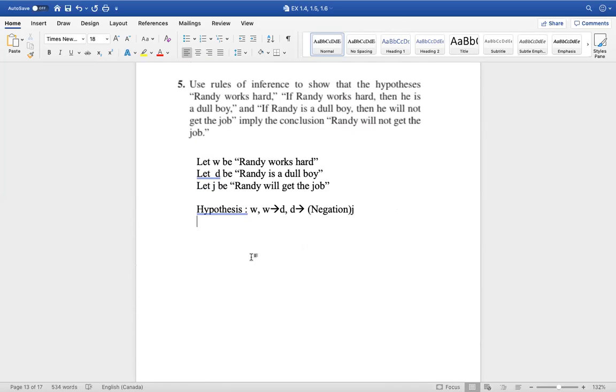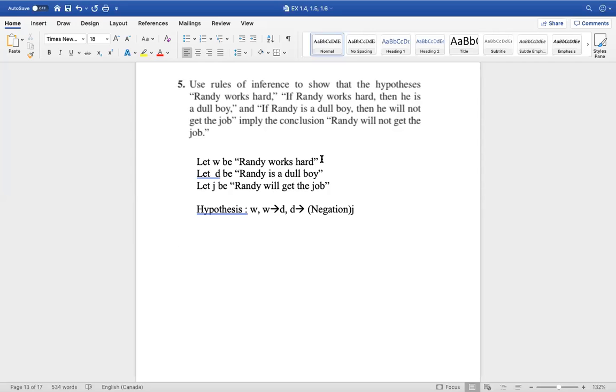What we have to do is use the rules of inference to show that the hypotheses Randy works hard, if Randy works hard then he is a dull boy, and if Randy is a dull boy then he will not get the job, imply the conclusion Randy will not get the job. So here we represent W with Randy works hard, D represents Randy is a dull boy, and J represents Randy will get the job.